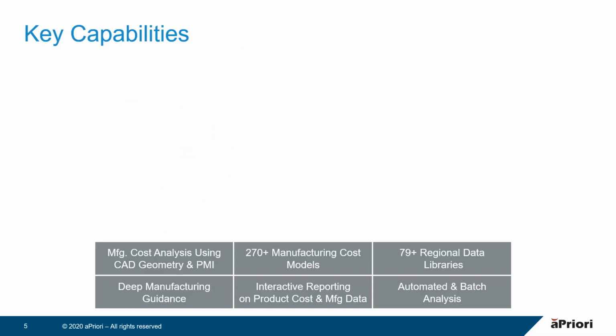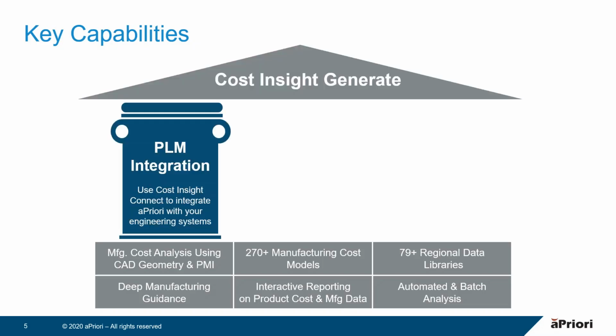So it takes advantage of all of the capabilities that you've been using, whether it be on-prem or in the cloud, things like our automated cost models, our ability to pull geometry and product information and tolerances from the CAD model to use in costing, including our breadth of manufacturing cost models, regional data libraries, the DFM guidance that we're producing in an analysis, the reporting, and our automated analysis. But there are three key areas that we want to highlight today, which add to our overall solution.